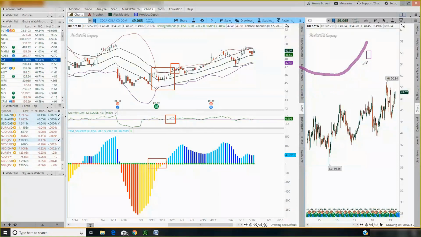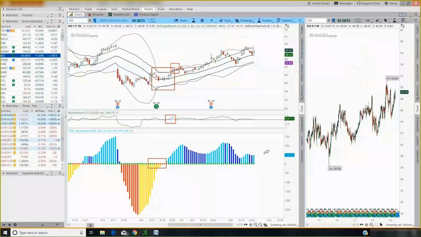Firing. Now, the direction this squeeze fired was to the upside because look, it fired and then you got baby blue. If it fired and it was red, it would have fired to the downside. See, we don't know which way the squeeze is going to fire. We just know that it's going to fire. But we have some other tools that we're going to show you to help give us a clue of which direction it's going to fire before it fires.